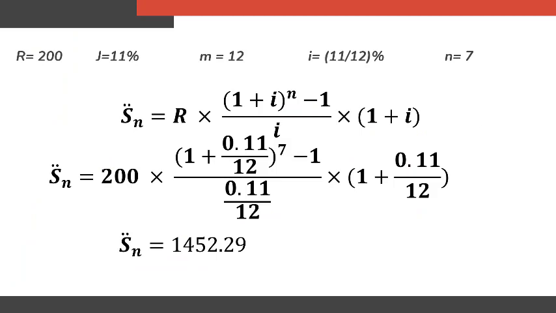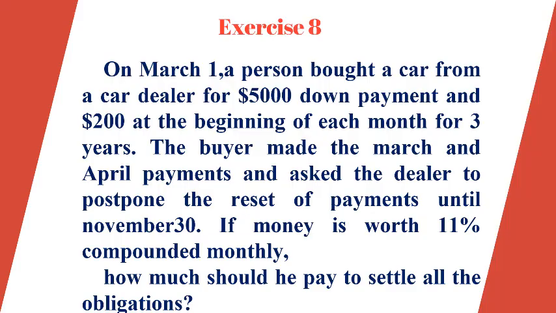Note that we have R equal to 100, J equal 11%, M equal 12. So we have I equal 11 over 12%, and we have N equal 7. Look at the exercise. The buyer made the March and the April payment and asked the dealer to postpone the receipt of payment.